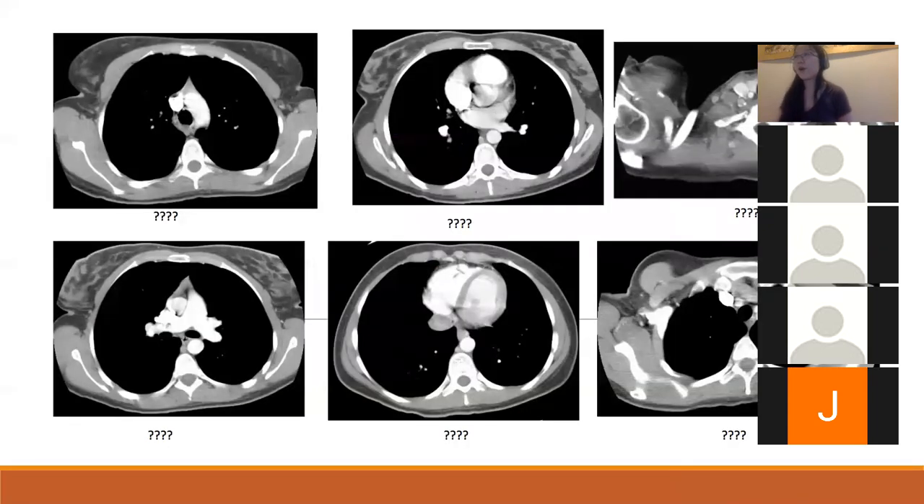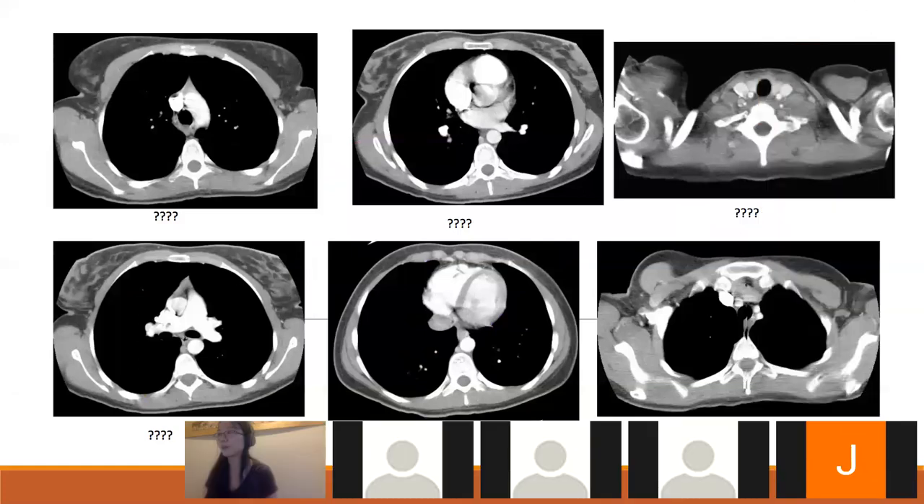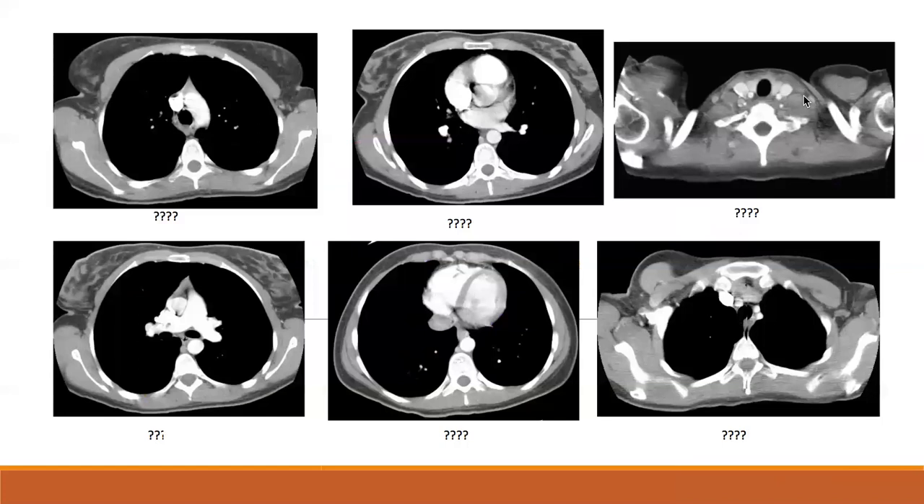So hopefully now that we've gone through all of these different structures, you're a little bit more comfortable with what these scans look like. So hopefully this isn't so scary anymore. So now let's try to identify what levels these are at without the labels. Okay, so let's try the cervical level. Which one's cervical? What are we looking for?